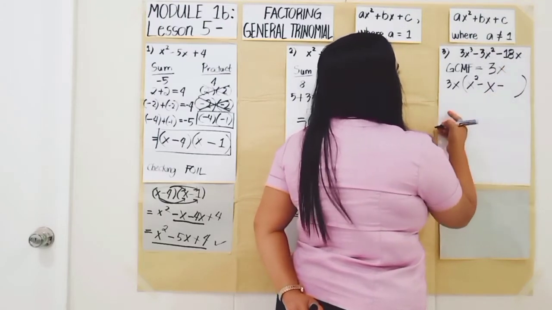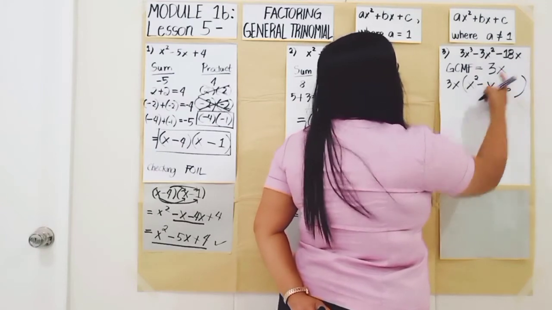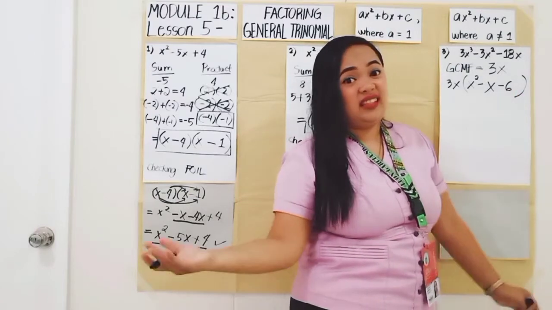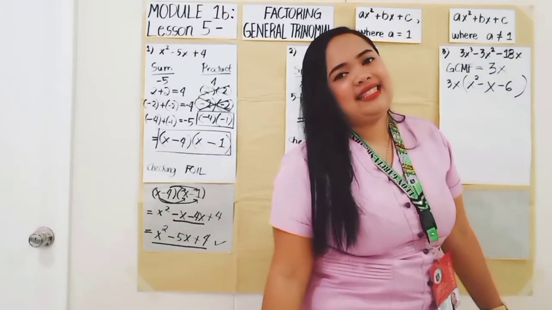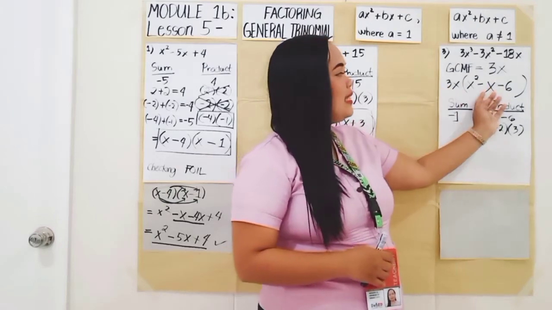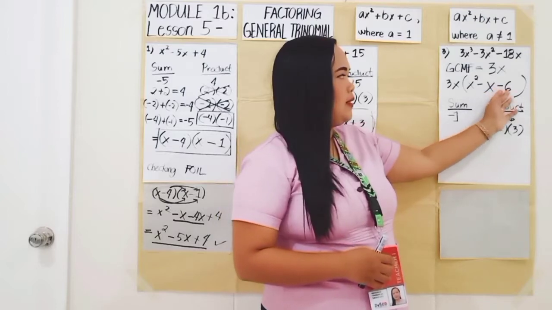In the third term, you divide 18x divide 3x. That is, 18 divide 3 is 6. X divide x is 1. 6 times 1 is still 6. So, we have factors 3x and x squared minus x minus 6.